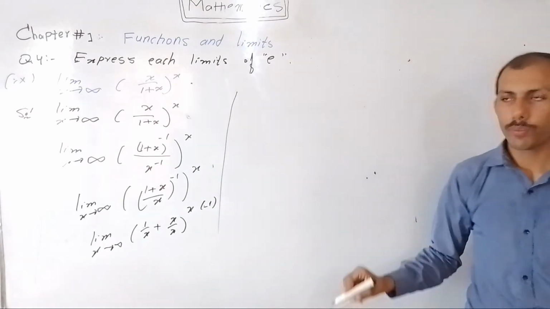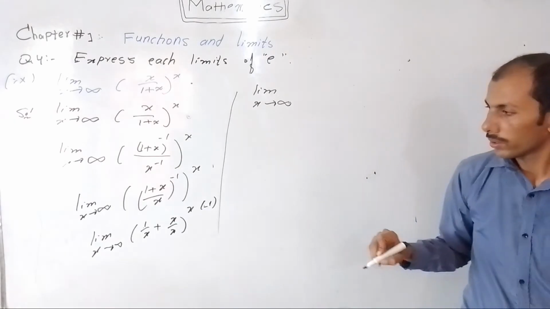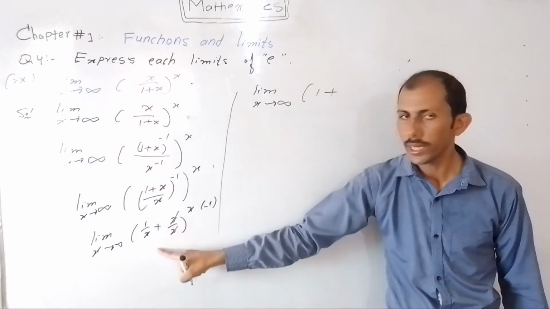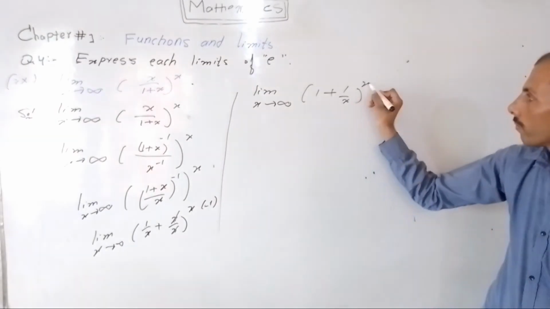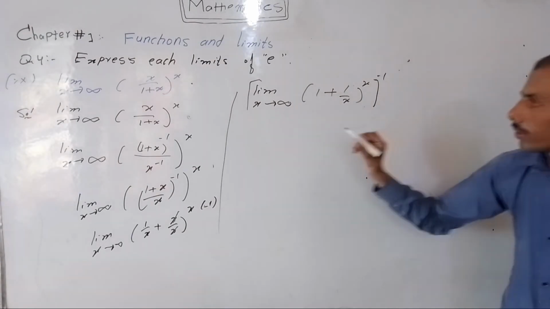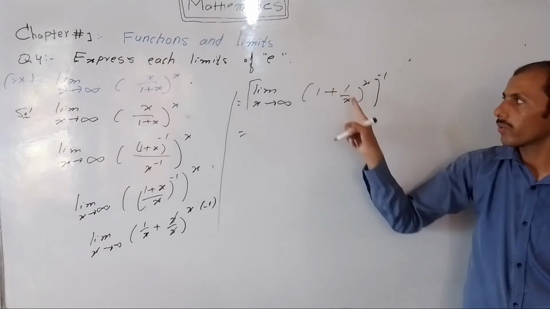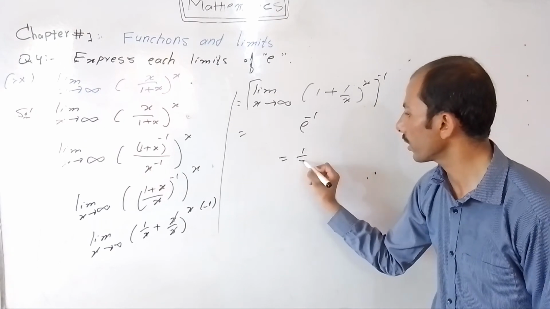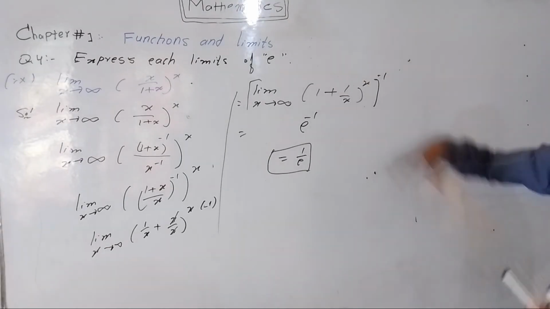Next, limit x approaches infinity, x cancel, so (1 plus 1 divide x) whole power x, again whole power minus 1, which is equal to limit x approaches infinity of (1 plus 1 divide x) whole power x is equal to e power minus 1, which is equal to 1 divide e. Dear student, next part number 10.